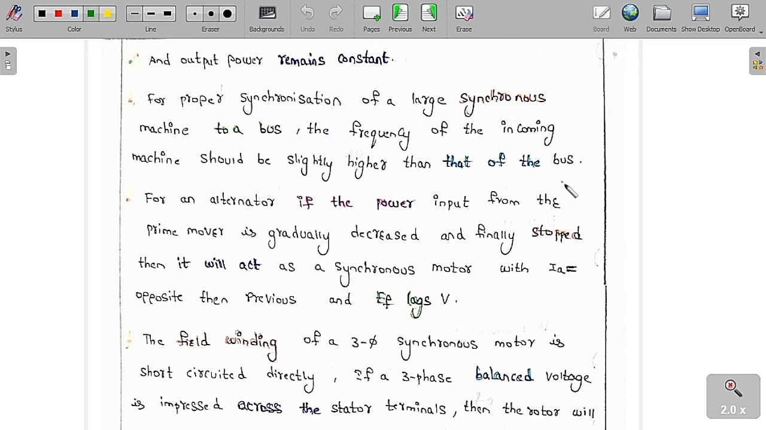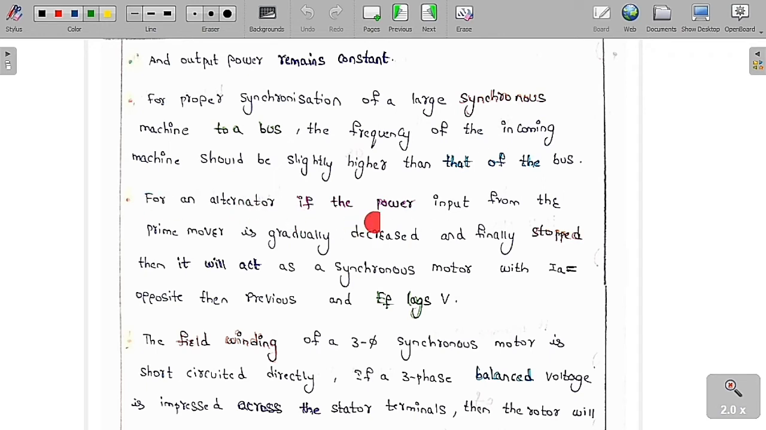Therefore, for proper synchronization of a large synchronous machine to a bus, the frequency of the incoming machine should be slightly higher than that of the bus.